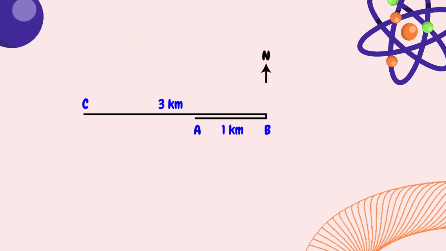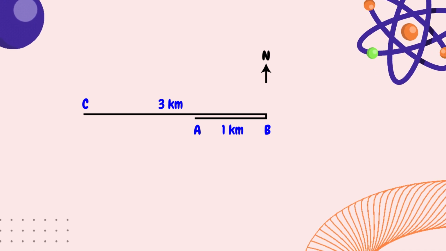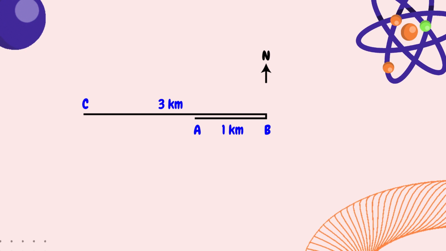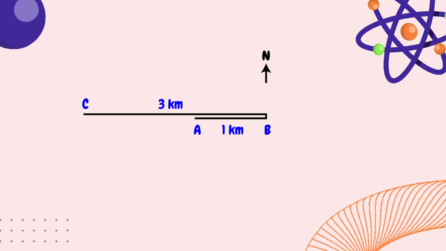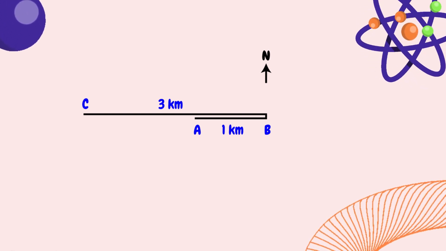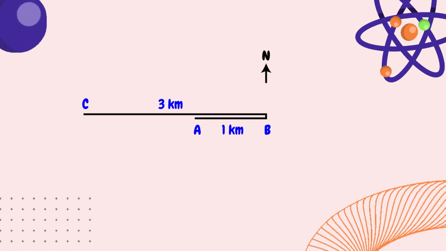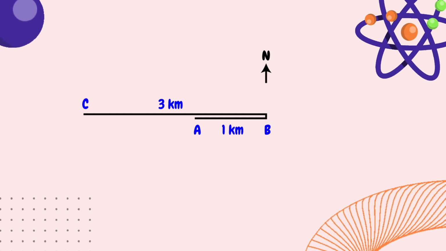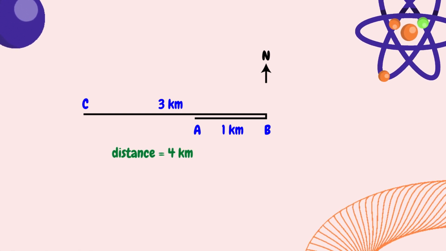The second example. David moves from point A to B, then goes back from B to C. The length between point A and B is 1 kilometer. The length between B and C is 3 kilometers. What is the distance and displacement covered by David? The distance moved by David is 1 kilometer plus 3 kilometers, which gives 4 kilometers.